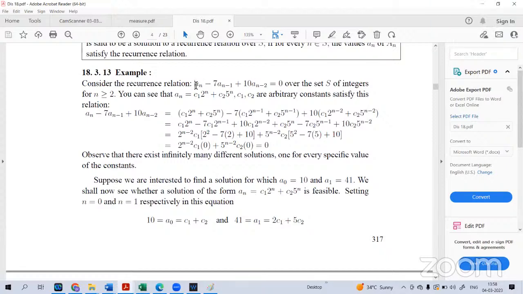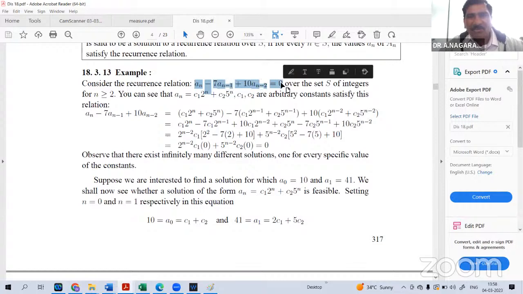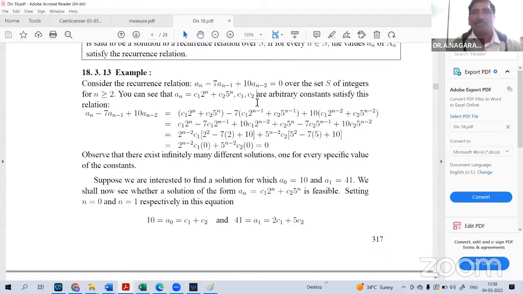Here I am finding the roots of this equation. Just now I got 2 and 5. Now I want to write the solution. Here one dependent variable a n depends on 2 terms, a n minus 1 and a n minus 2, so 2 constants are required. So it is C1 into 2 power n as one solution, and C2 into 5 power n as another solution. Adding these two, I get the a n value. Understood now? This is the way of identifying the solution.